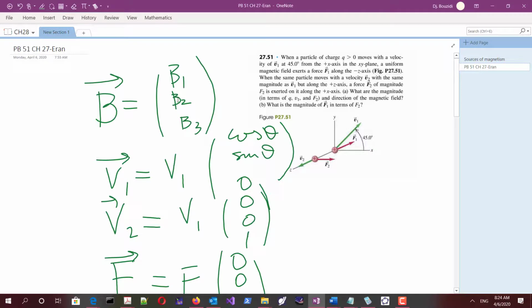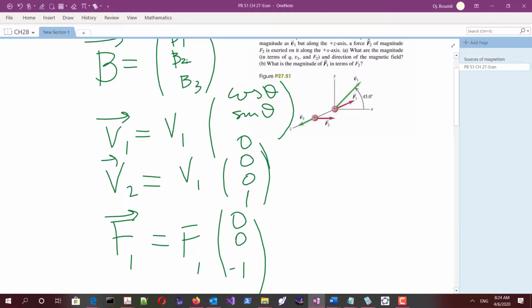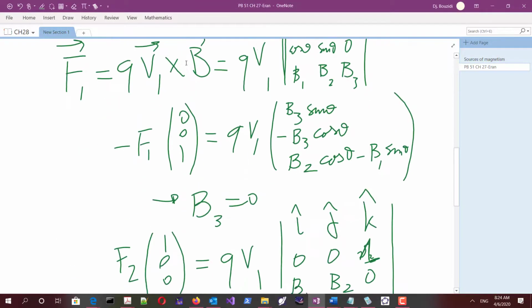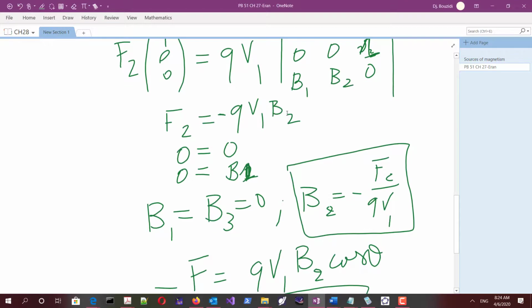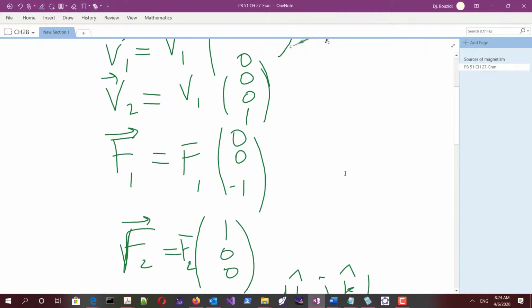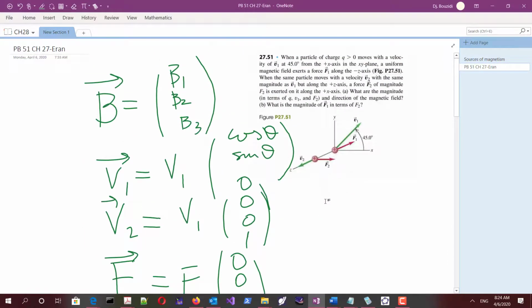So the only component that remains is the component along the y direction, which means that at the end, this is the only equation that survives for the magnetic field. Once I solve this equation, because B1 and B3 are 0, the only thing that remains is B2, given by minus F2 over QV1. And the minus in here means that the magnetic field must be pointing in the negative direction in the y-axis.